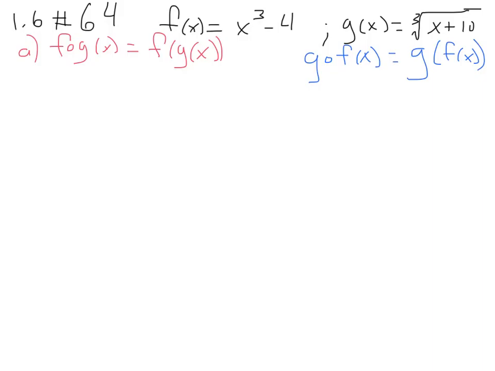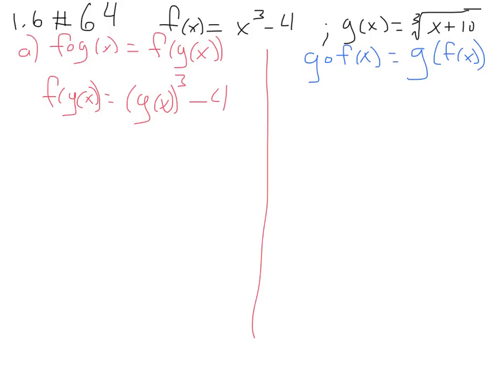Now, for f composed with g of x, we take our f, and everywhere there's an x, we put a g of x. So this is g of x cubed minus 4. Now, g of x is the cubed root of x plus 10. So this is the cubed root of x plus 10, and that's a 3 there.